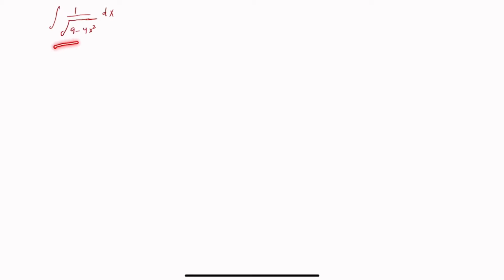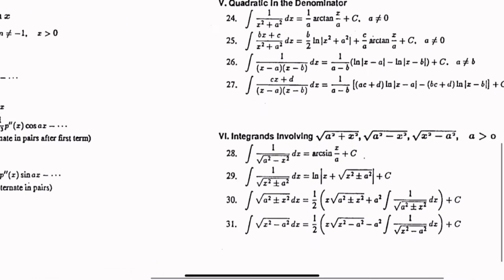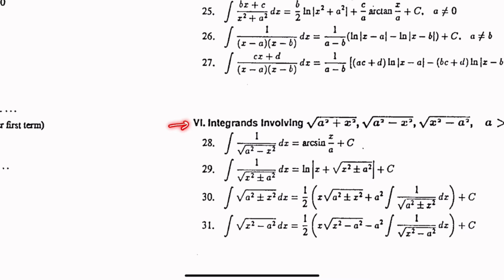Now we have the integral of 1 over square root of 9 minus 4x squared dx. Let's go straight forward to look in the table of integration. This is the table of integration. Let's scroll down and look in here, at integrals involving, and we have this term in here.